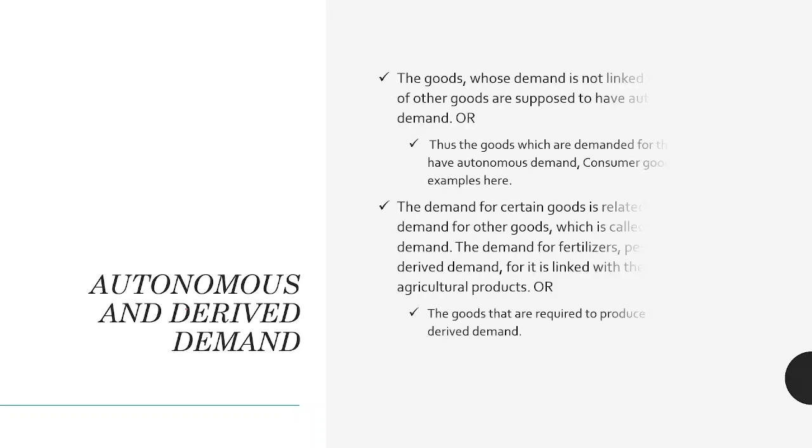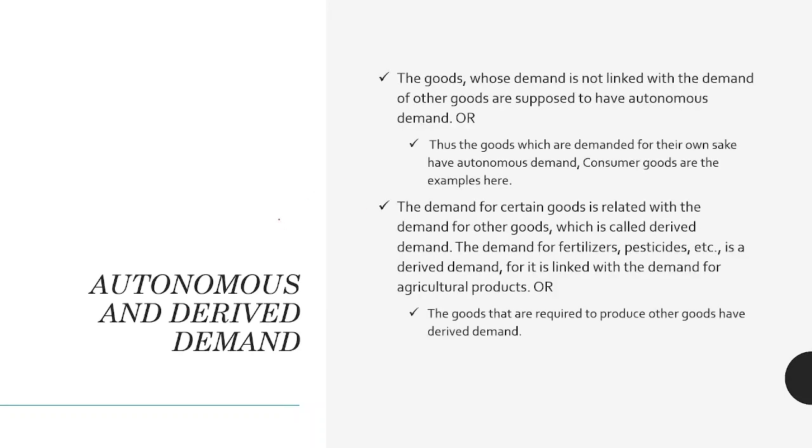Now there are two types of demand. First is autonomous demand and the second one is derived demand. These are based on how the need is generated for these goods. First is autonomous demand. Take an example of food, clothing, shelter, mobile phones, etc. The need is generated on its own. These are goods whose demand is not linked with the demand of other goods, and the need generated on their own is called autonomous demand. An example is consumer goods. In this come food, clothing, your cell phones, etc., which come under autonomous demand.